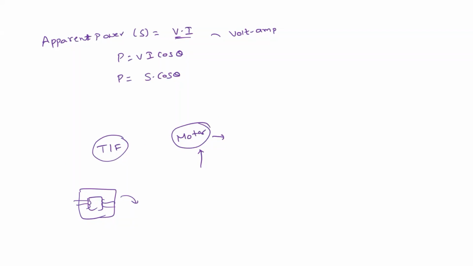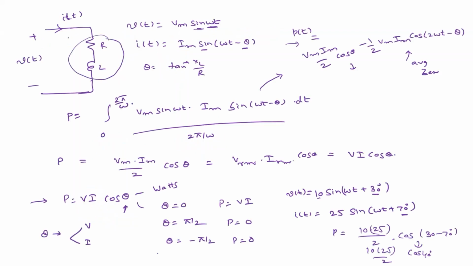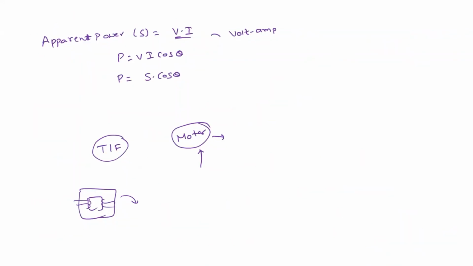This power always depends on this cos theta. So where is this cos theta coming from? It is coming from the load. When you don't know what kind of load you are connecting, for example, a transformer may supply an industry, or a home, or street loads. You don't know what exact load will be connected. So that's why these transformers are rated in volt amperes.